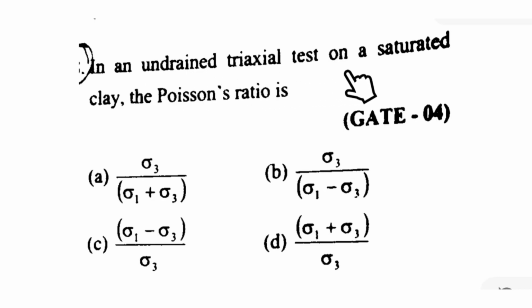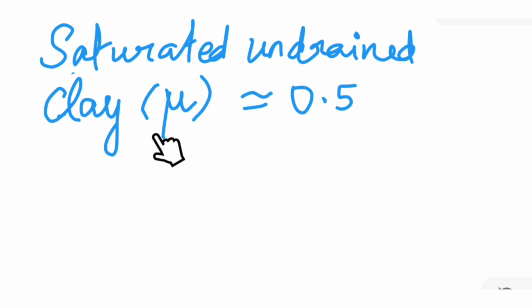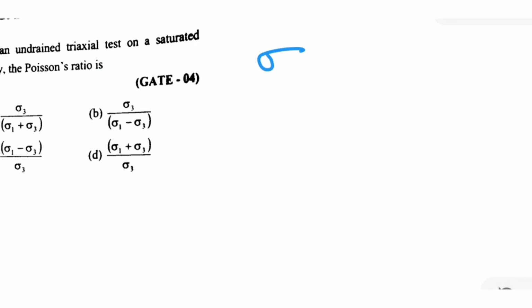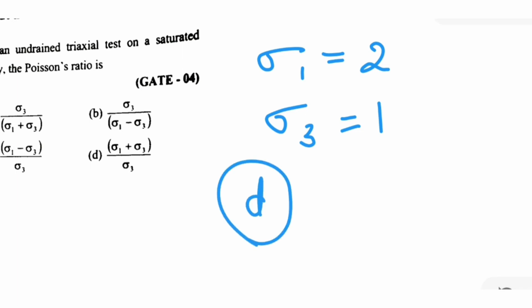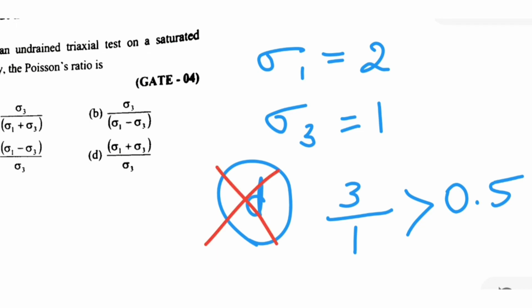In an undrained triaxial test on a saturated clay, the Poisson's ratio is. For a saturated undrained clay, mu will be nearly equal to 0.5. So if we go through the options, sigma 1 is greater than sigma 3. I am assuming a smaller value, sigma 1 to be 2 and sigma 3 to be 1, just an assumption. If we substitute in option D, we get the value 3 by 1, which is greater than 0.5. So option D cannot be our answer.